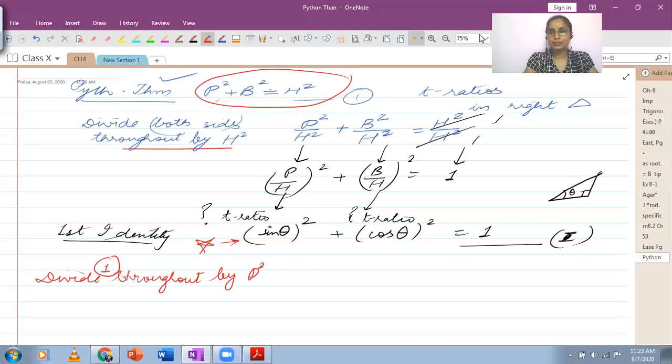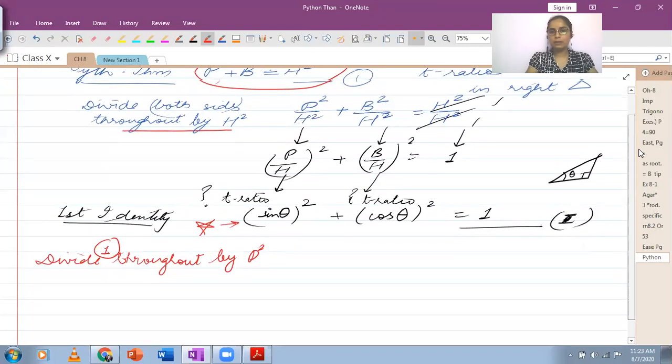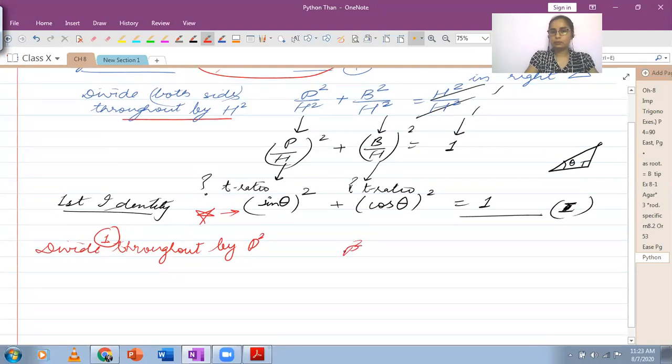Yes, Shreyas, you can. So divide this equation over here, the Pythagoras theorem, by p square. So p square by p square plus b square by p square equals to h square by p square. Can you tell me what we get?